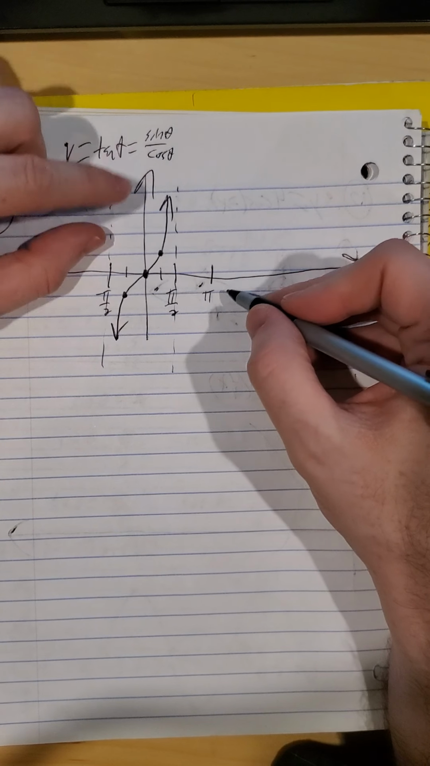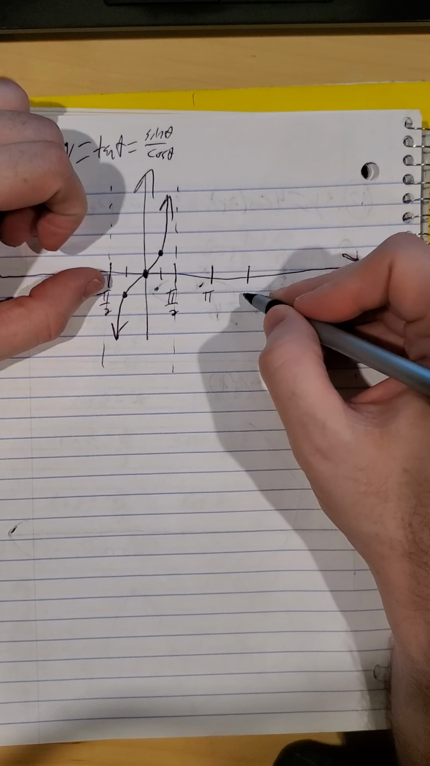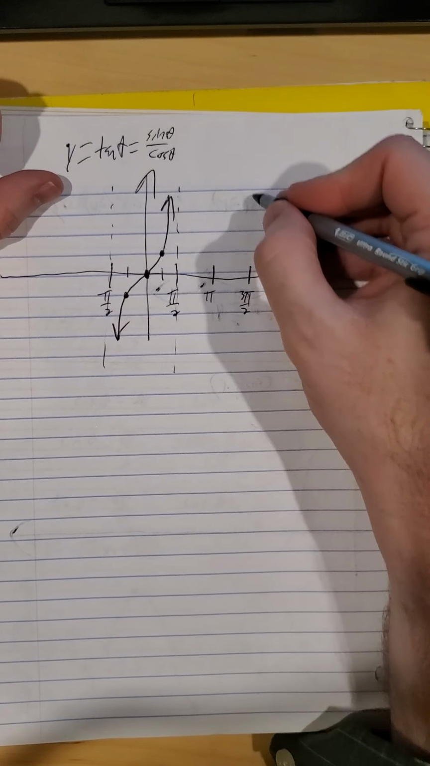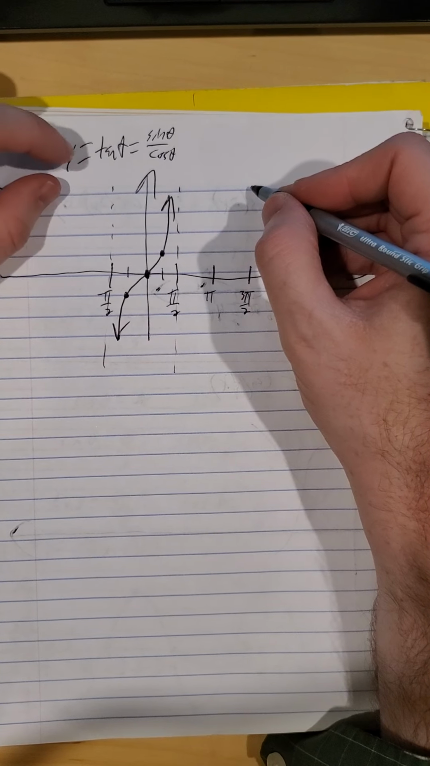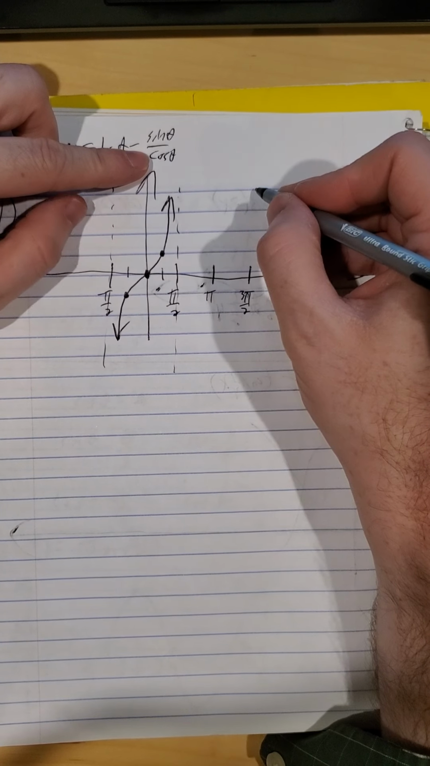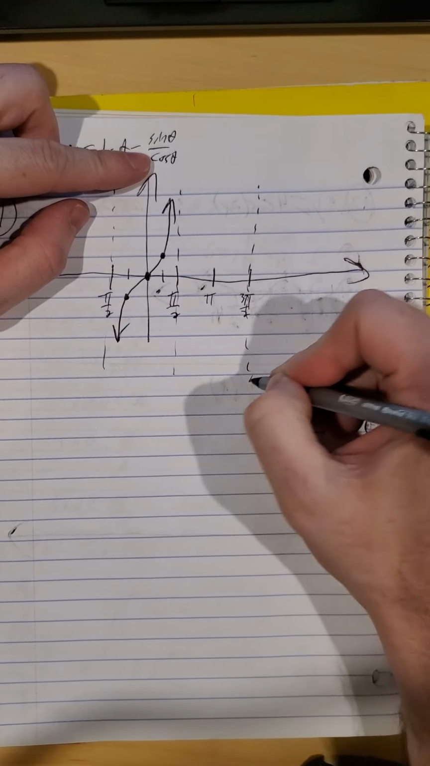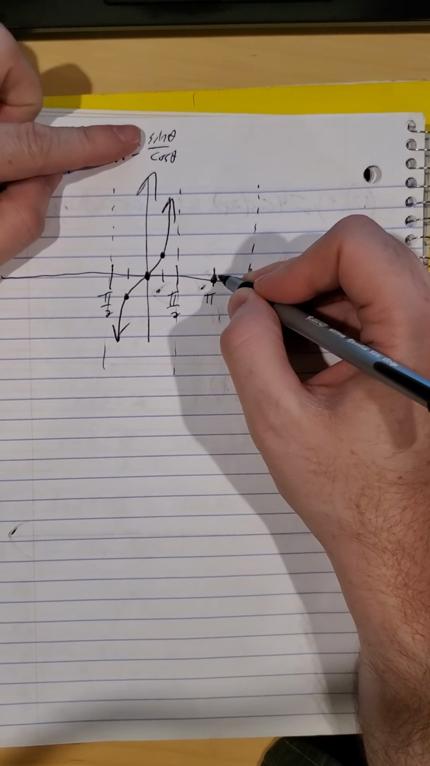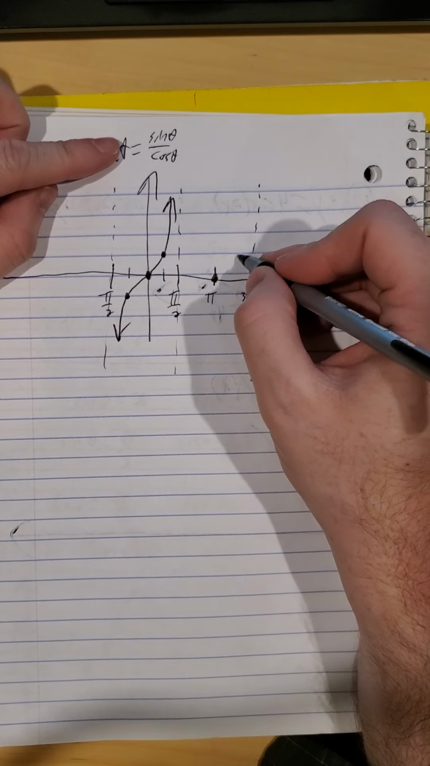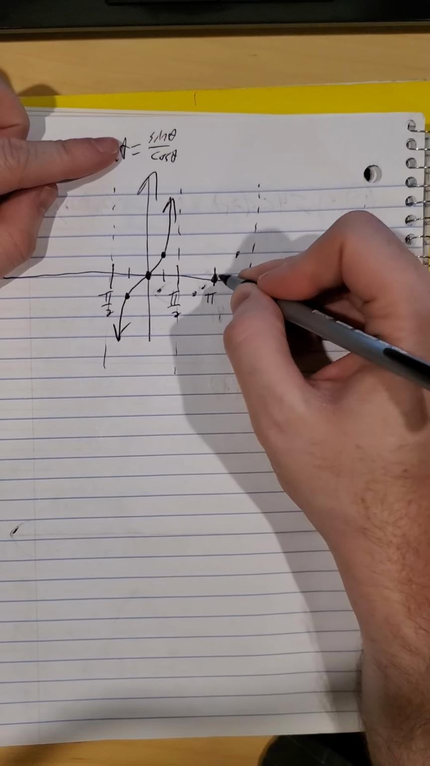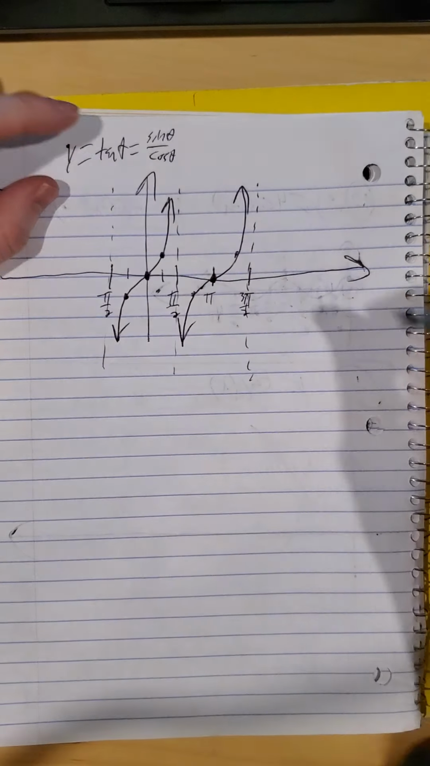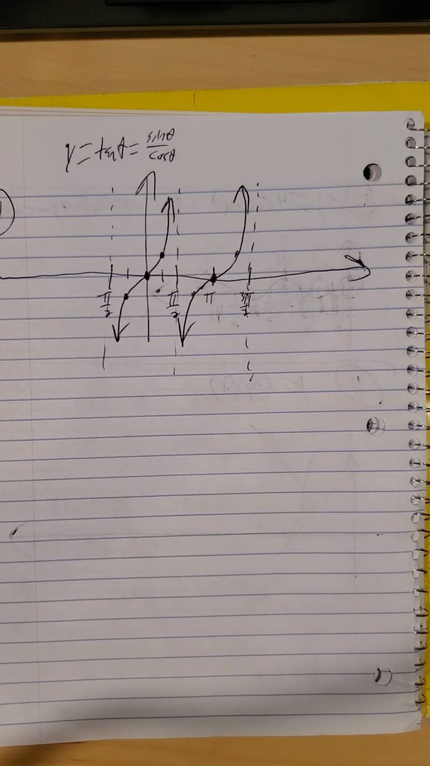We have then 3 pi over 2. So at 3 pi over 2, cosine is again a 0, so we have a vertical tangent line happening there. And again, at pi, sine of pi is 0. And then we have this 1 and negative 1 on the side, halfway between. So there's 2 cycles of it.